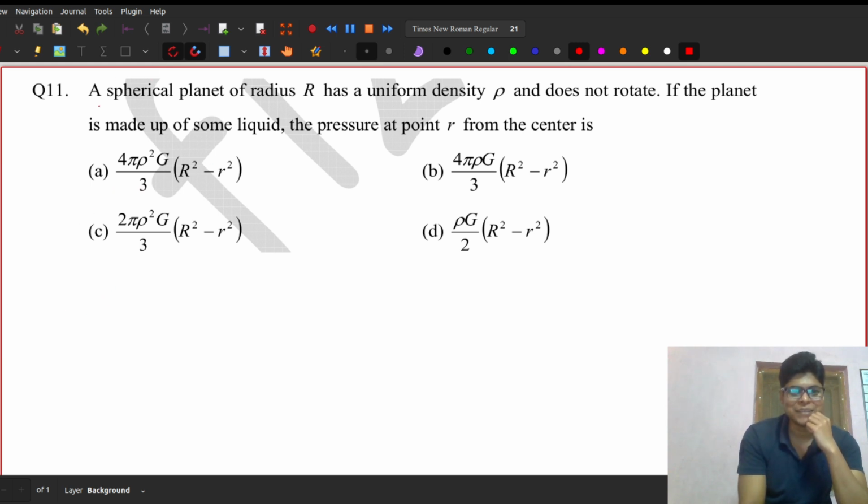So it's given that a spherical planet of radius R has a uniform density of rho. And it doesn't rotate. Good enough? If the planet is made up of some liquid, the pressure at a point r from the center is?